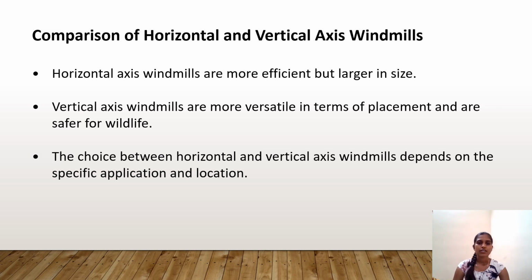Comparison of horizontal and vertical axis windmills. Horizontal axis windmills are more efficient but larger in size. Vertical axis windmills are more flexible in terms of placement and are safer for wildlife. The choice between horizontal and vertical axis windmills depends on the specific application and location.